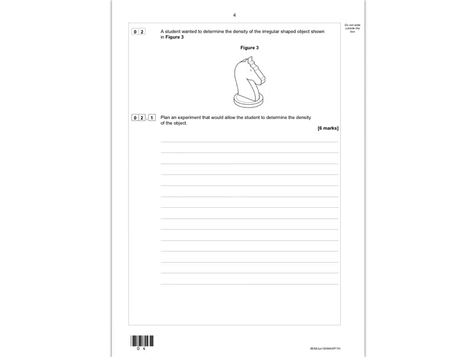Question 2. A student wanted to determine the density of the irregular shaped object shown in figure 3. This is a nice chess piece here. And it wants you to plan an experiment that would allow the student to determine the density of the object. And it's going to give you 6 marks for this question. So this is an extended writing question. It's really important that we write with capital letters and full stops to make sure we presented our work in the best way. And we need to try and include as much detail as possible here.